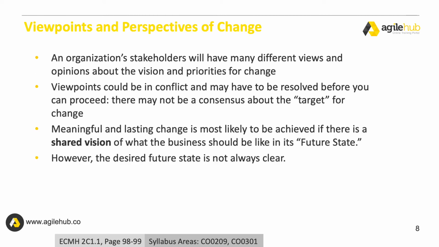Viewpoints and perspectives of change. An organization's stakeholders will have many different views and opinions about the vision and priorities for change. Viewpoints could be in conflict and may have to be resolved before you can proceed. There may not be a consensus about the target for change. Meaningful and lasting change is most likely to be achieved if there is a shared vision of what the business should be like in its future state. However, the desired future state is not always clear.